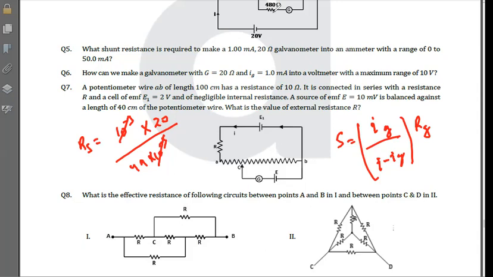Now, when you talk about R equivalent of what? So ammeter. So ammeter का R equivalent is equal to 1 by RS plus 1 by RG. निकल जाएगा? Tell me, निकल जाएगा? हाँ या ना? Everyone. So 1 by 20 plus 49 by 20.